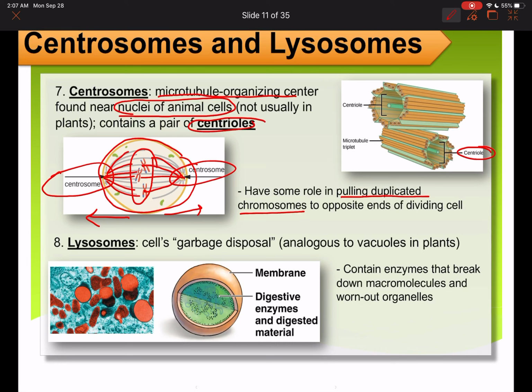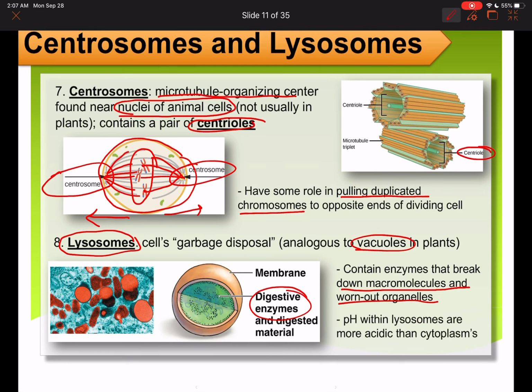The lysosome is known as the cell's garbage disposal because it gets rid of stuff that is no longer necessary within the cell, kind of analogous to vacuoles in plant cells. Inside the lysosomes are usually digestive enzymes that can break down macromolecules or even worn out organelles that are no longer necessary. Because they serve the purpose of digesting materials, the pH within the lysosomes is more acidic than the cytoplasm.